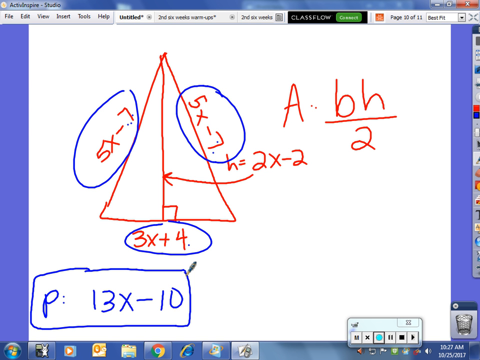So what's the hardest part about that? What do you mean? If the x's have an exponent? Yes, perimeter never ever changes exponents, ever.